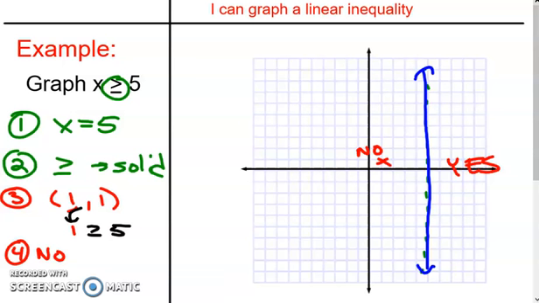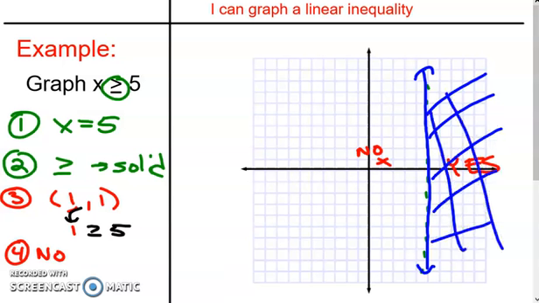And I want to shade towards the yes side. So everything on one side is no, everything on the other side has to be yes. So I said no, we're going to shade towards yes. That is a D. It doesn't look like a D, but we'll go with it for now.